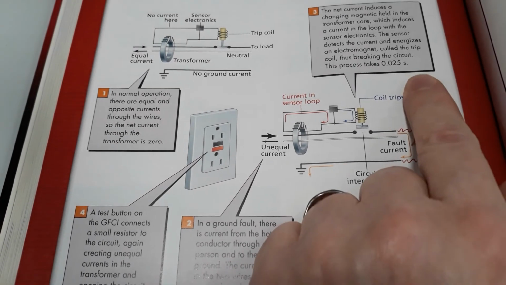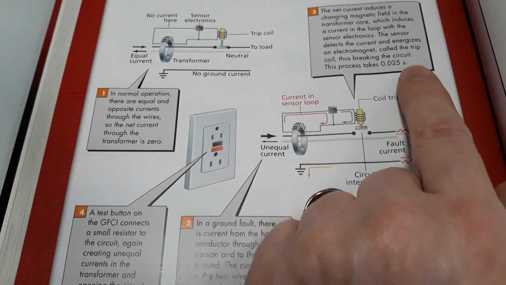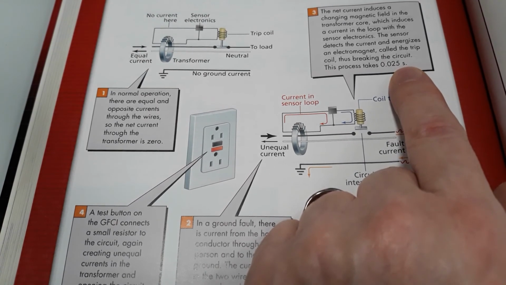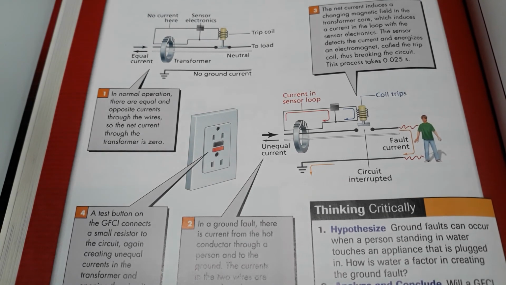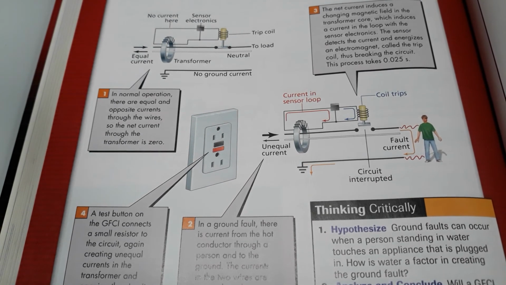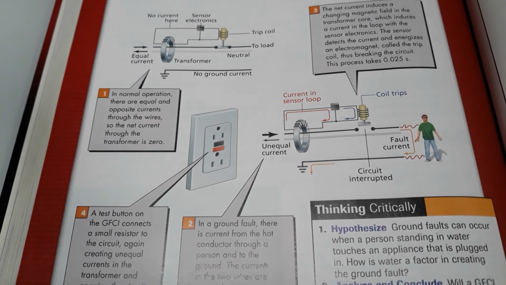And according to this book, which was written in 2005, the process to break the circuit only takes 0.025 seconds, so less than 3/100ths of a second, in order for the current to be stopped.